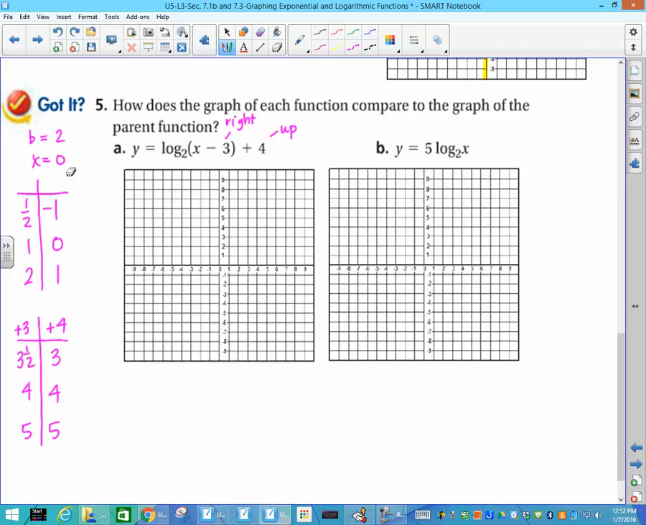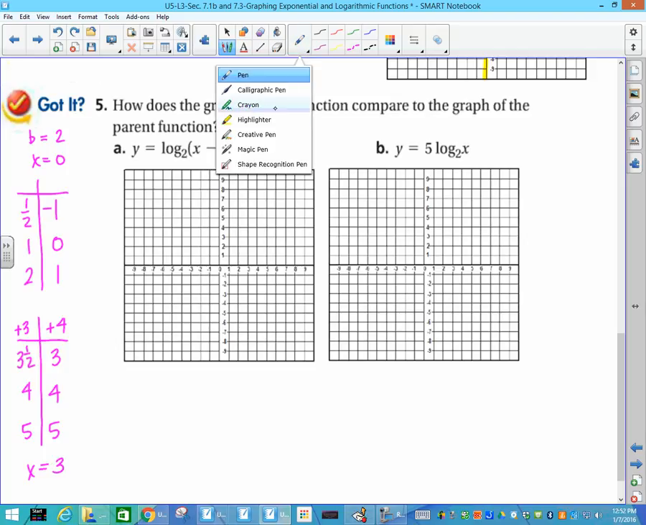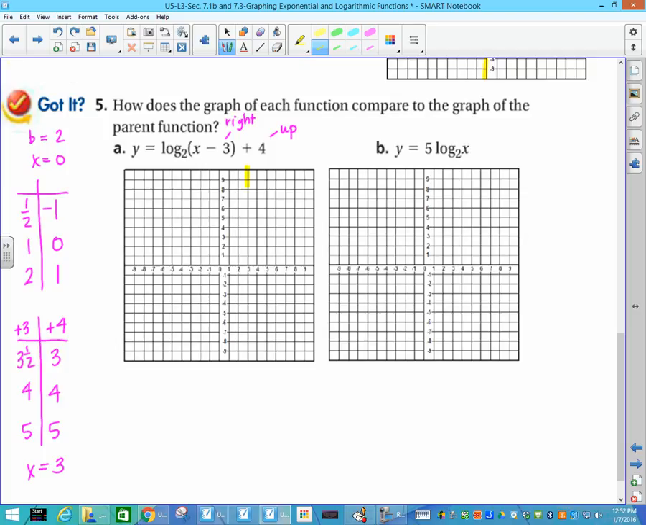Okay, my asymptote was x equals 0. So what did I do to each x value? I added 3 to it. So I'm going to add 3, and 0 plus 3 is 3. So graph my asymptote. My 3 is right here. And then I'm going to plot my points. So at 3.5, I'm at 3. And at 4, I'm at 4. And at 5, I'm at 5.